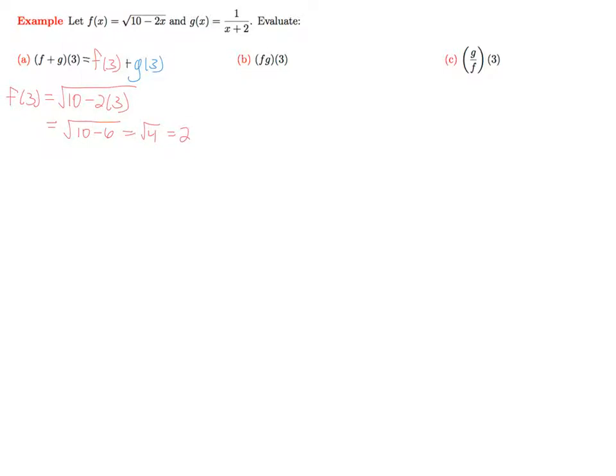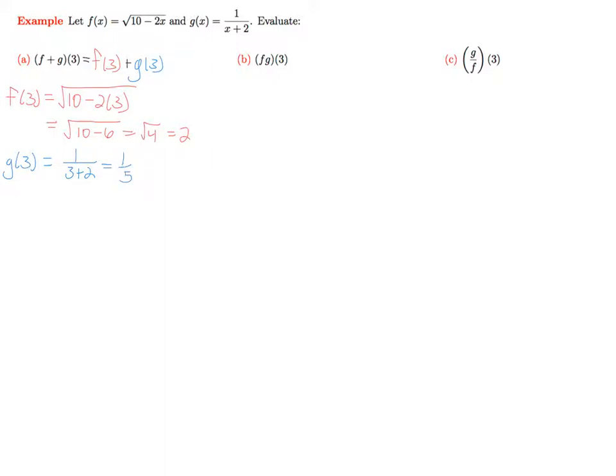And then we can evaluate g at 3. So we can do this separately. And this gives us 1 over 3 plus 2, which gives us 1/5.